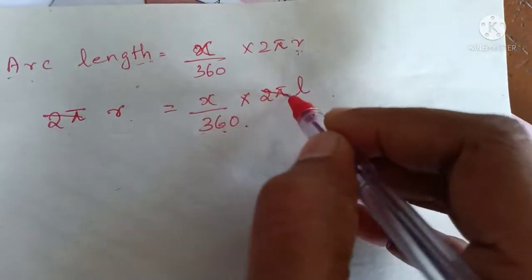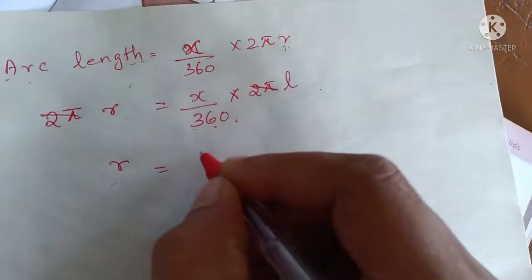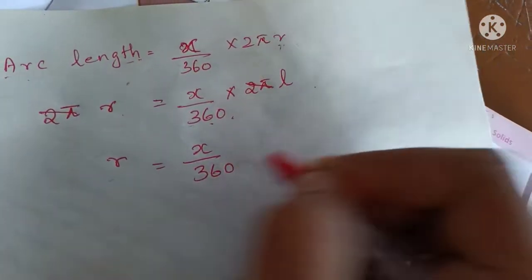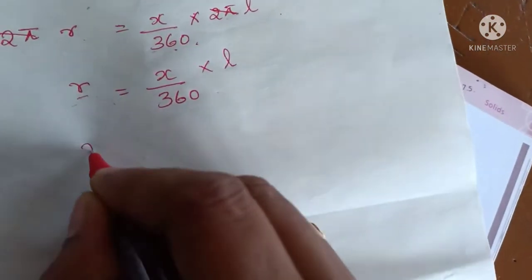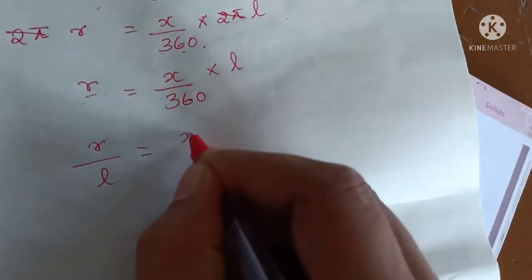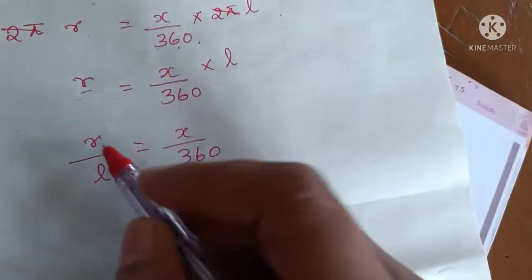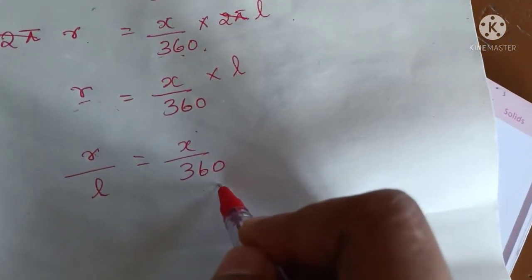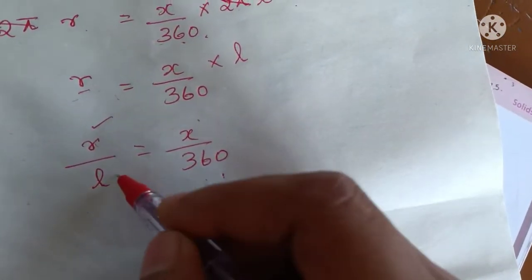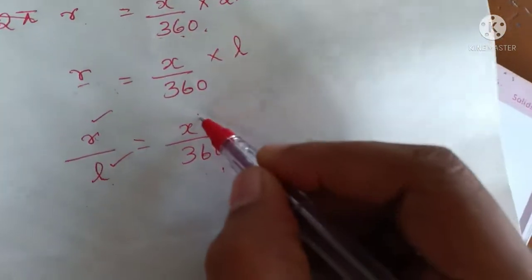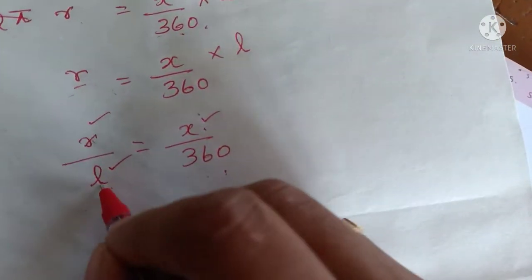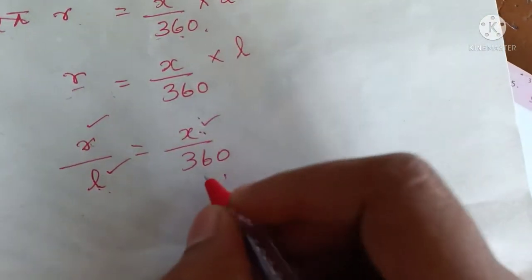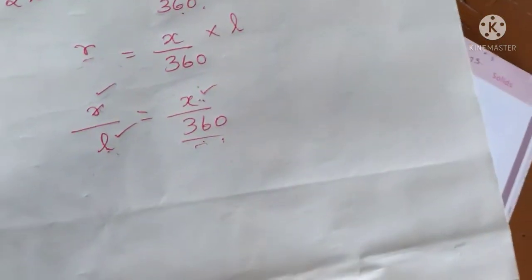From this we can cancel the 2 pi. Here we have r. r is equal to x by 360 into l. So this one is a relation connecting the slant height and base radius of a cone. That is, r by l is equal to x by 360, where r is the base radius, l is the slant height of the cone, and x is the central angle of the sector. 360 is itself.